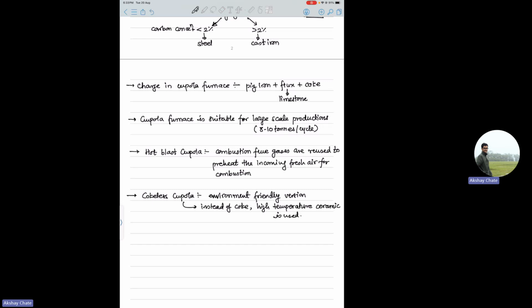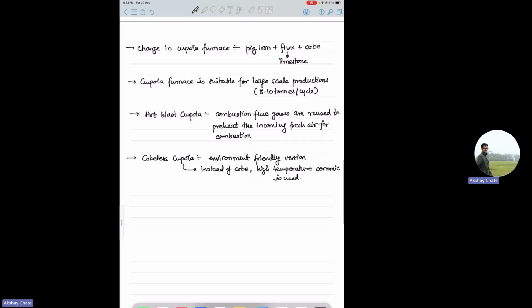In a cupola, the maximum temperature is at the bottom. It is a big column. If you just Google the image, you'll see it's a big column. Maximum temperature is at the bottom, because that is the place where your combustion process starts, and then it goes on heating those things. So basically, there are different zones.